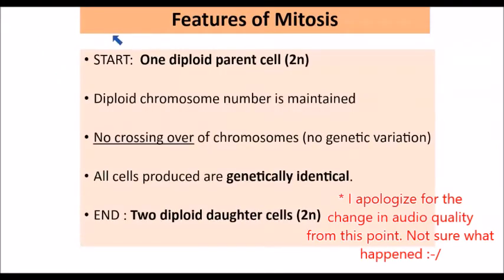So let's summarize the key features of mitosis. At the start of mitosis, you begin with one diploid parent cell.